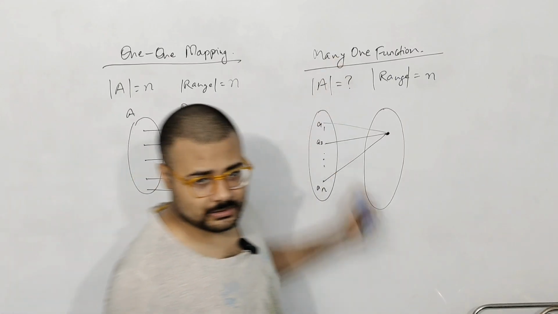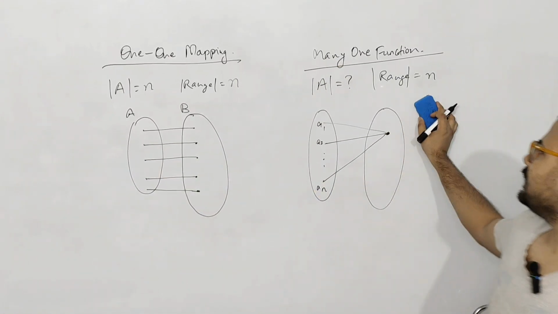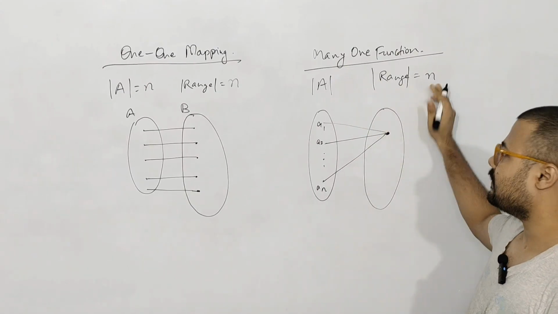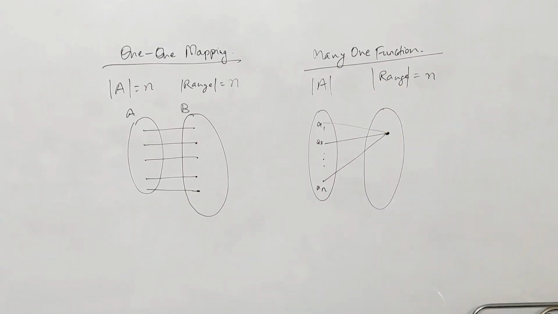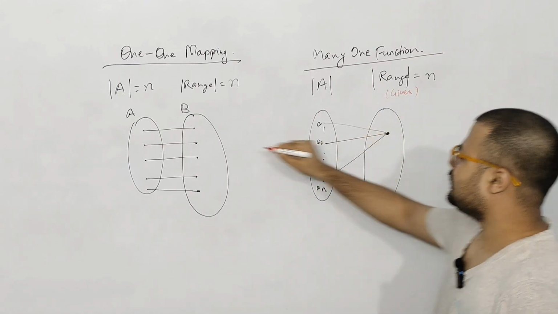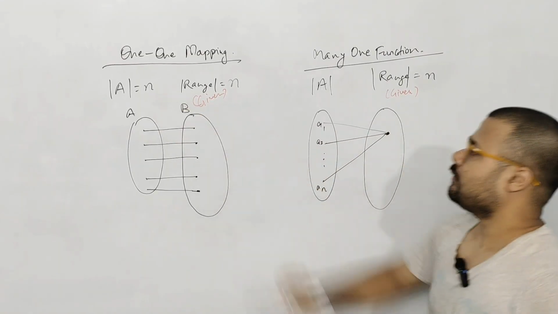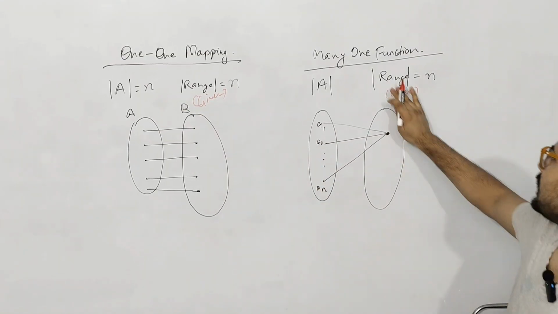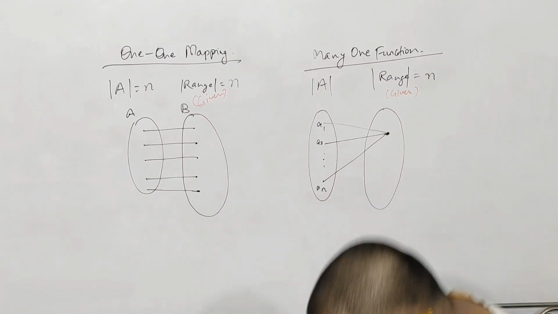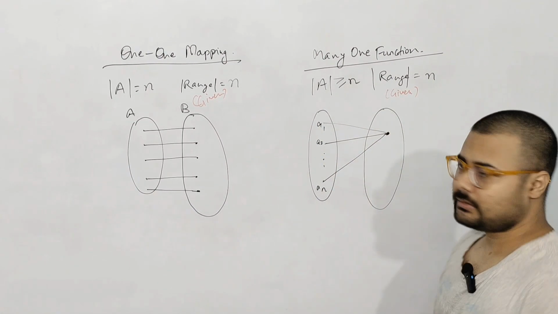And for a many-one function, what does it mean? What is given to you is the range. Range is given, then what is the number of elements in A? Now the range is n. Range is n means that the number of elements of the domain has to be greater than or equal to n.